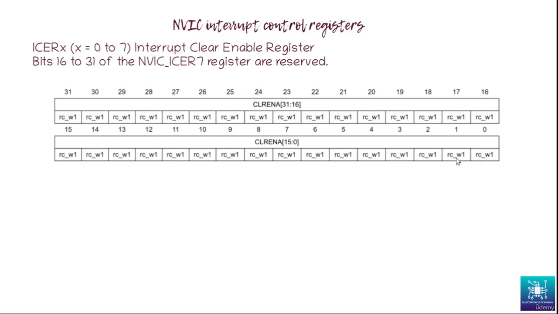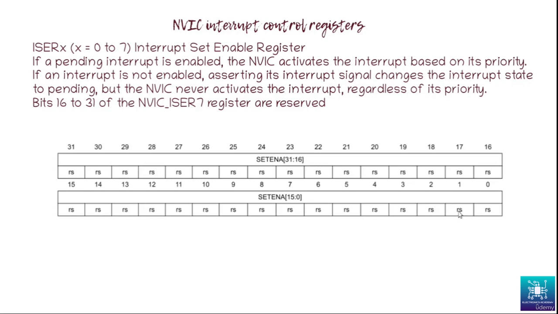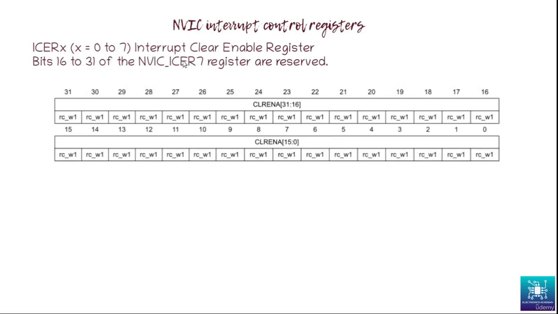So if we want to enable interrupt number 1, we have to write a 1 here in the interrupt set enable register. But if we want to disable it, we have to come here to the ICERX, that is interrupt clear enable register, and we have to write a 1 here. So that's something we have to keep in mind.